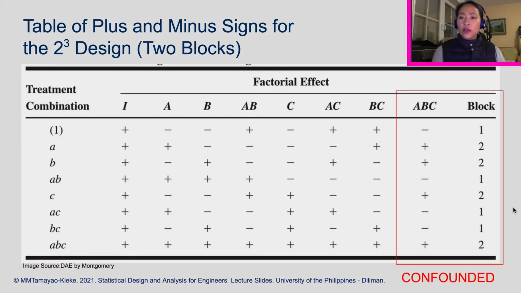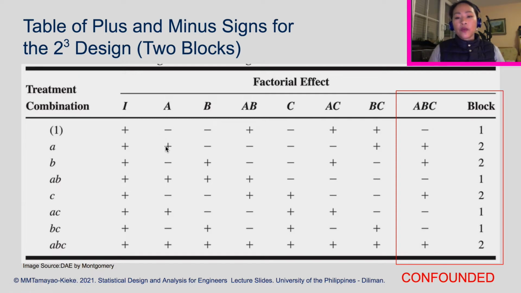Now let's look at the table of plus and minus signs for the 2 to the 3 design with 2 blocks. Again, this is to further understand the concept of some of the effects or interaction effects being confounded with the blocks, as well as to understand better how to construct the blocks. You can see here the plus and minuses for the different factors and their interactions.